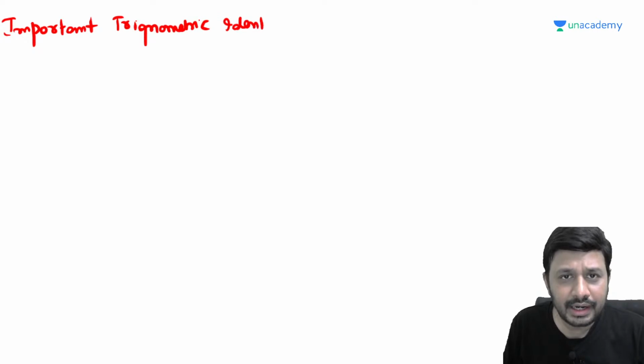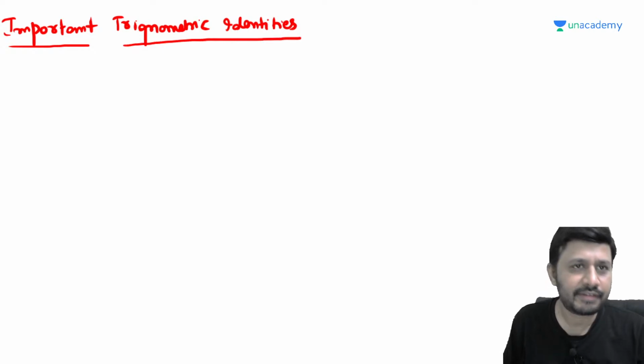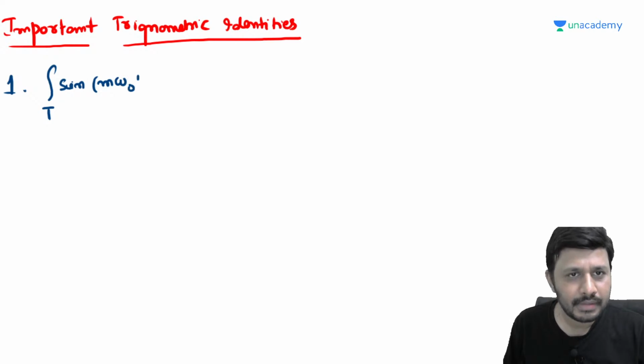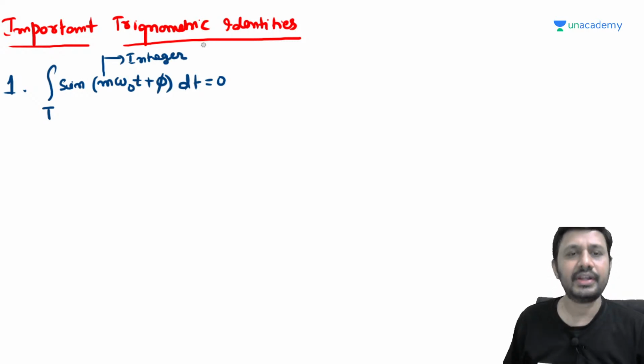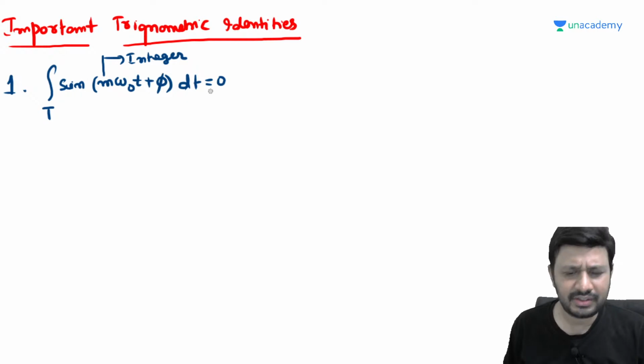Important trigonometric identities I'll put here. First one: over the period T, the integral of sin(m omega naught t plus phi) dt is 0. Here m is an integer. If m is an integer and you integrate over a period for this signal, it will be 0. This you already know. Some identities over the period T, where omega naught is 2 pi by T.